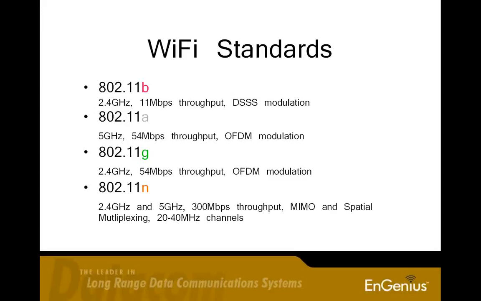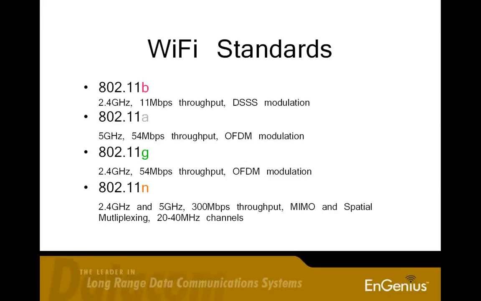802.11g uses the 2.4 gigahertz frequency and applies that OFDM modulation of 802.11a on this frequency band in order to get the throughput of 802.11a, but on 2.4 gigahertz.